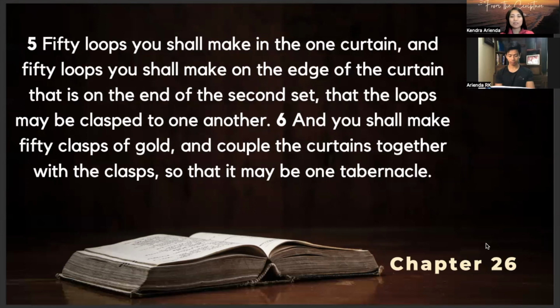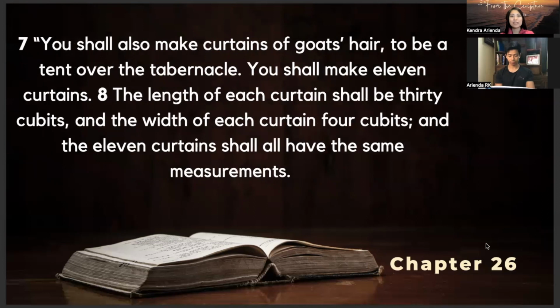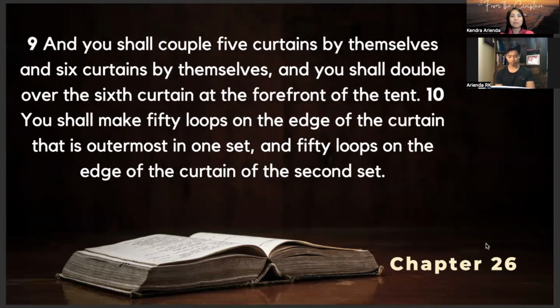You shall also make curtains of goat's hair to be a tent over the tabernacle. You shall make 11 curtains. The length of each curtain shall be 30 cubits, and the width of each curtain 4 cubits. And the 11 curtains shall all have the same measurements. And you shall couple 5 curtains by themselves, and 6 curtains by themselves, and you shall double over the 6th curtain at the forefront of the tent.